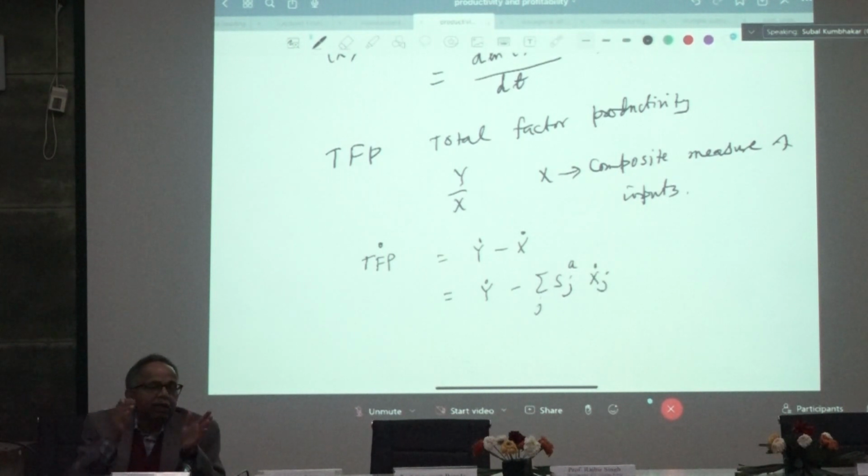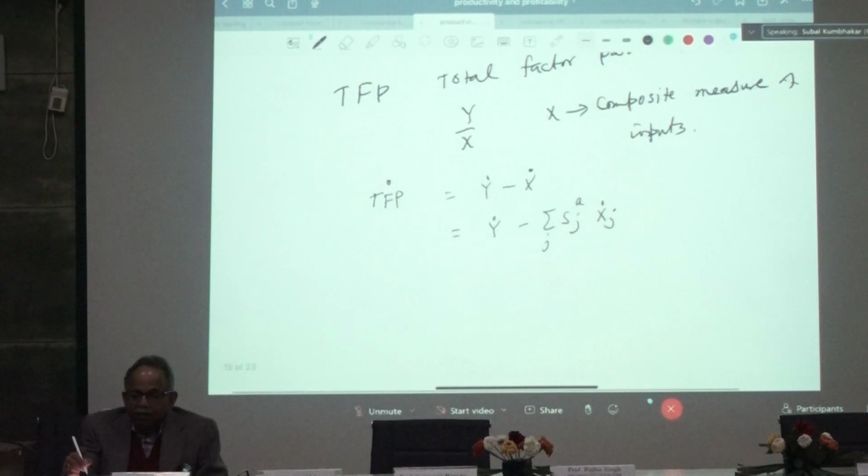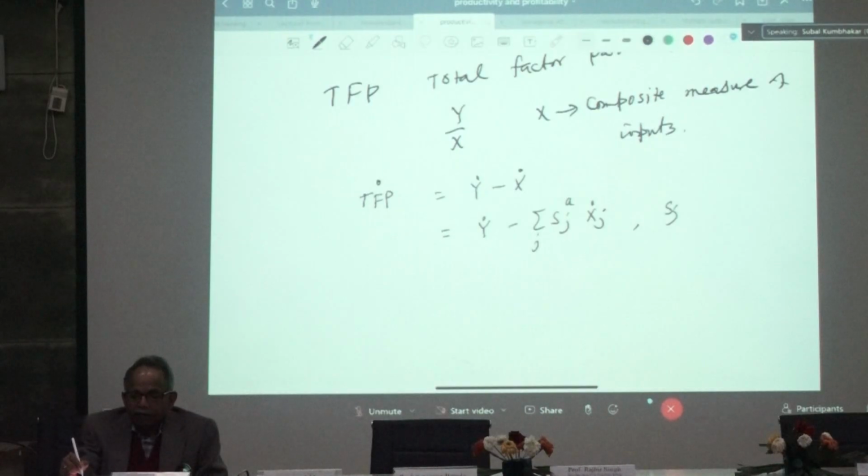So this rate of change in the composite input is defined as the weighted average of change in individual inputs, and the weights are their shares. So what is S_j? It is w_j x_j divided by C. w_j is the price of x_j, and C is the total cost.